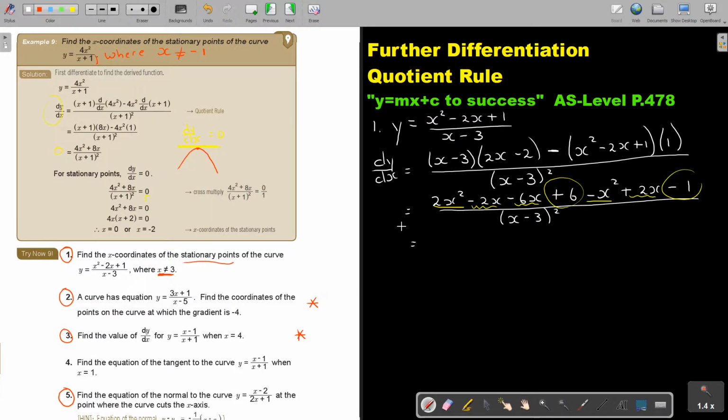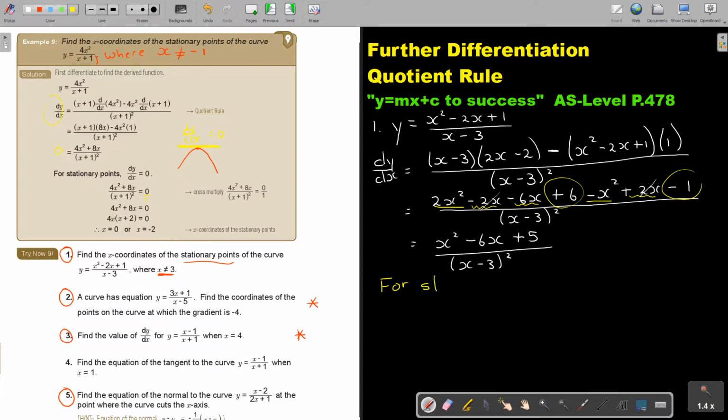It's going to be x squared. And this is going to be, this 2 cancels out, do you see? So it's going to be negative 6x. 6 minus 1, and that's going to be 5. And leave it like this. Over x minus 3 squared. Now, don't forget, and I like to write it always in here as well.